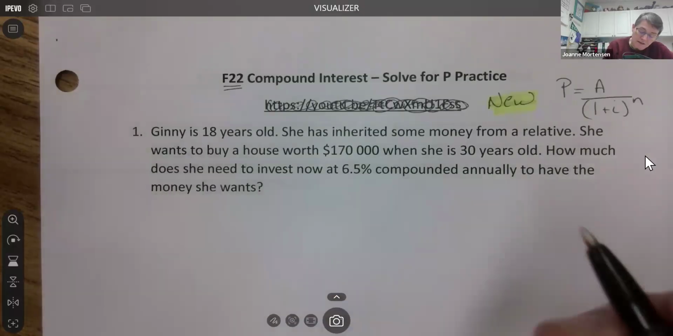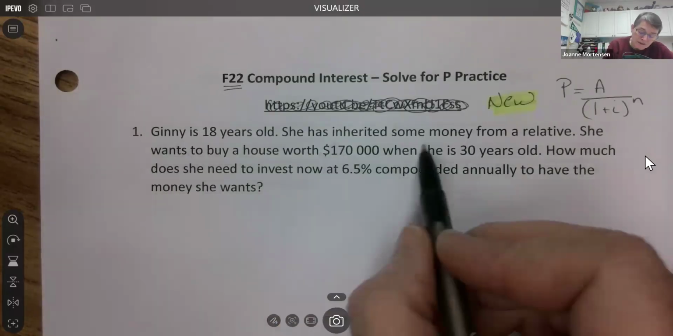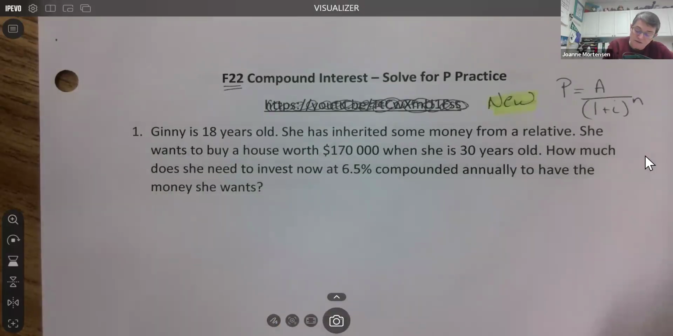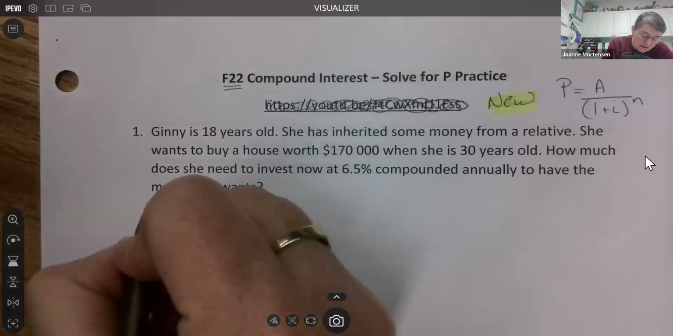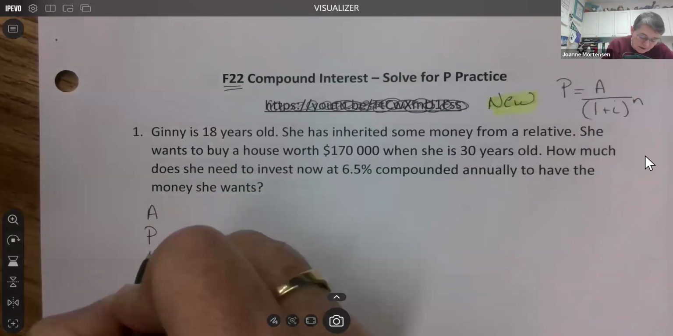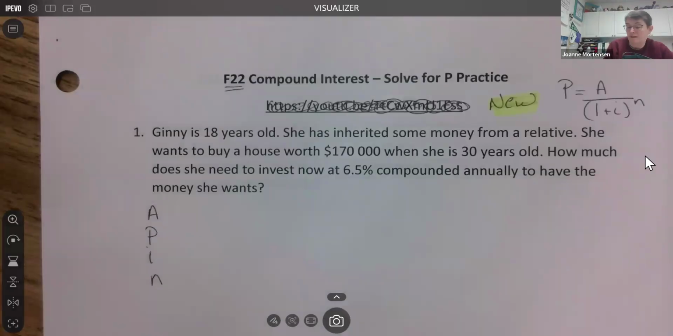Ginny is 18 years old. She's inherited money from relatives. She wants to buy a house when she's 30 years old. How much does she need to invest now, compounded annually, to have the money she wants? Okay, well, really, we have exactly one formula at this point.